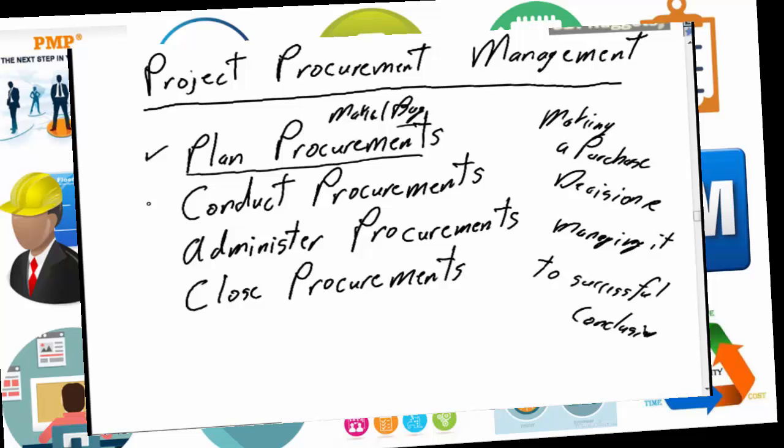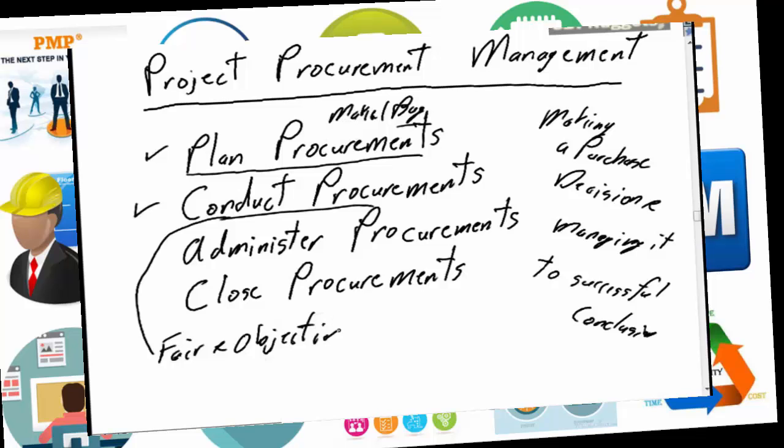Assuming you make the buy decision, it's all about conducting the procurement, developing a process to be fair and objective. Making sure that you're making the most appropriate purchase decisions that are going to support the objectives of your project, while at the same time making purchase decisions that are fair and objective and present your organization in the appropriate light. Probably the most important aspect of procurement is the ongoing administration of the procurement, ensuring that you're compliant with the contract.